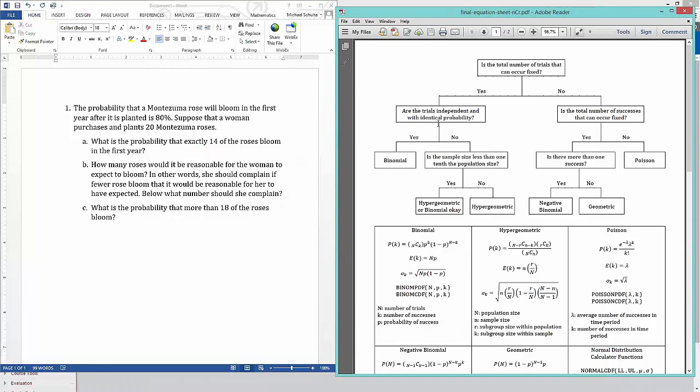Is each trial independent with identical probability? Yes, as far as we can tell. You could get into things like, what about the soil? What if one plant is too close to another? But as far as we know from everything we're given, there's nothing like that going on. So we'd say yes, the trials are independent with identical probability. The number of trials is fixed. There's clearly a success or failure here, right? Bloom or not bloom. So this is a binomial problem.